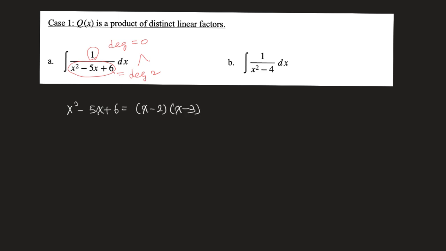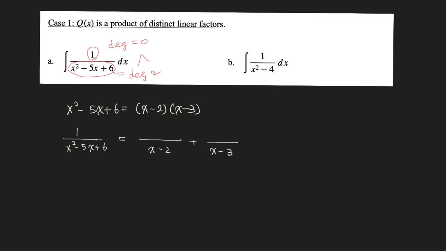Okay, then we're going to do partial fraction decomposition of this rational form. So what do I mean by that? 1 over x squared minus 5x plus 6 equals... separate this into factors, x minus 2 plus x minus 3.